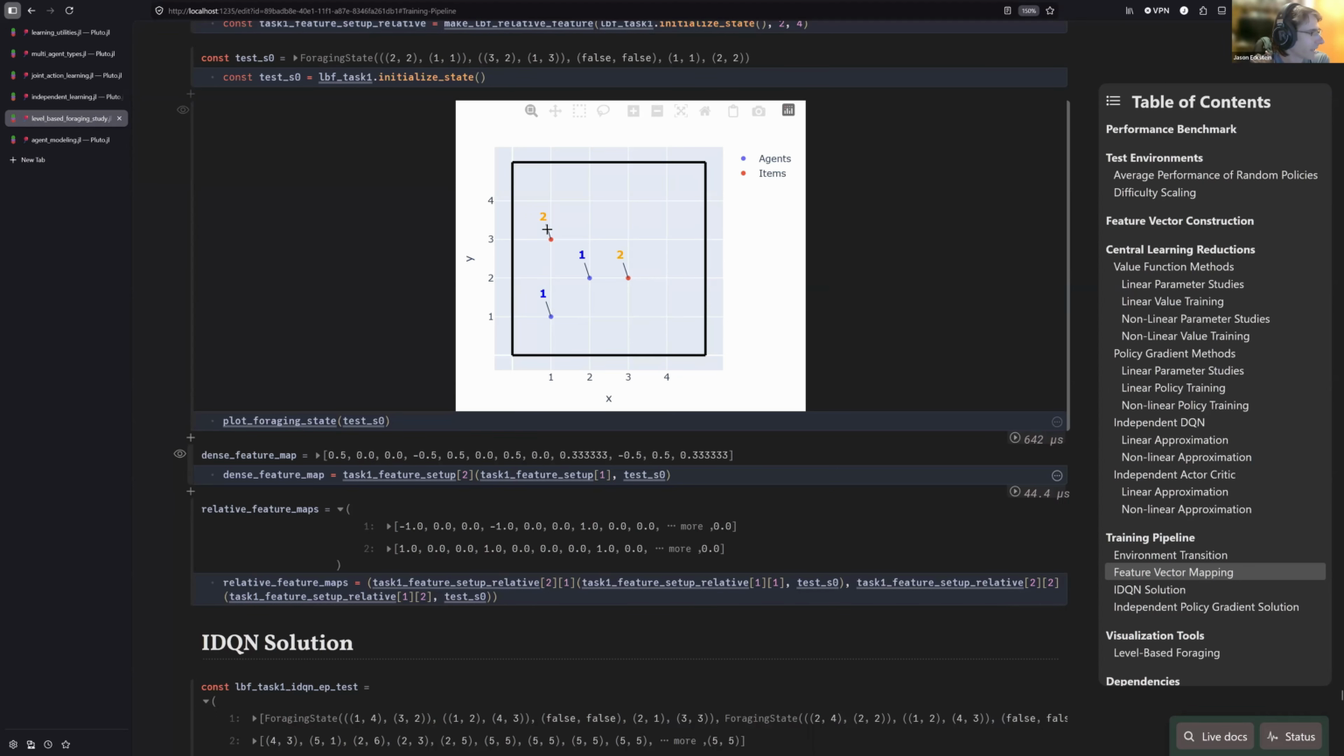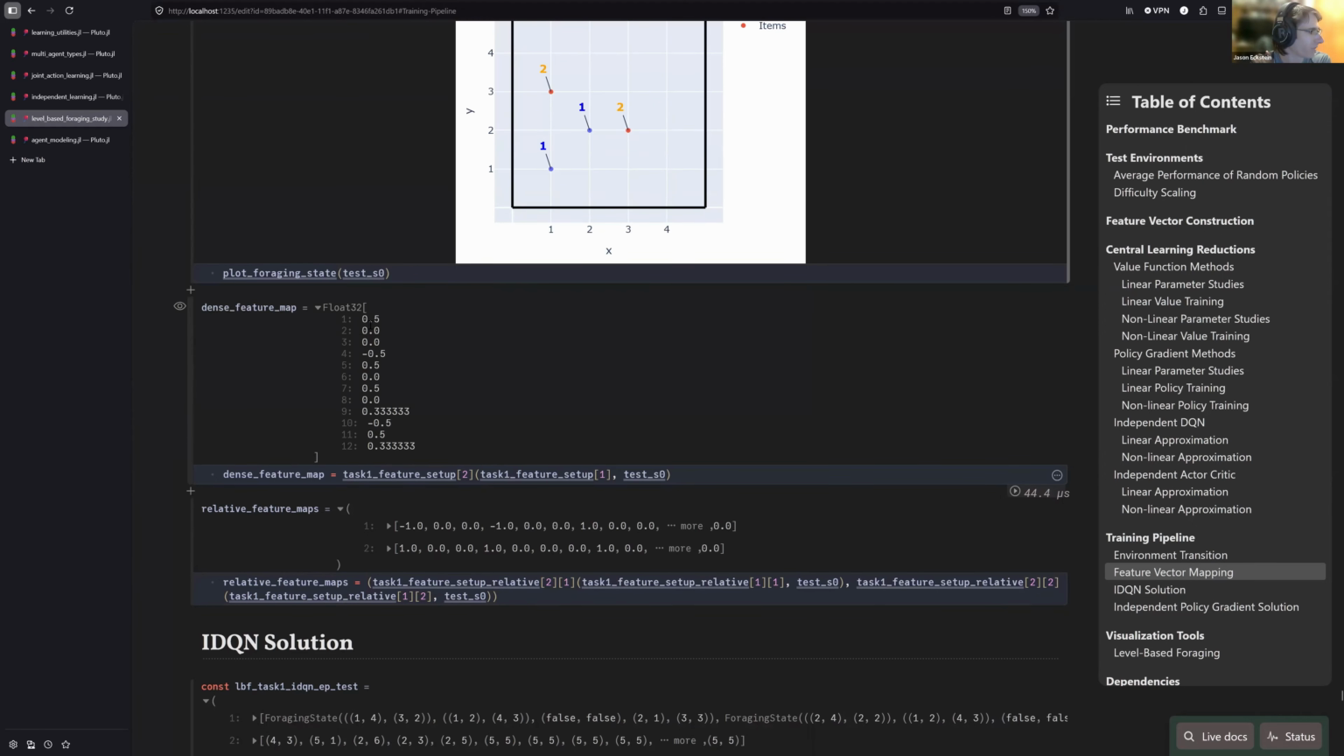So in this case, because I'm mapping all of the state information to this dense vector, this would be a case where you could give both agents the same feature vector, because there's no relative positioning here. I'm giving the explicit position of everything to both agents.